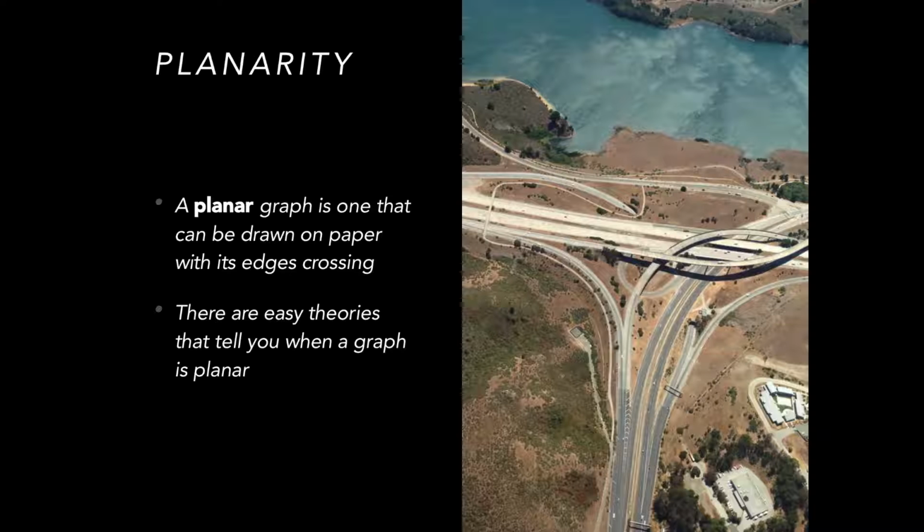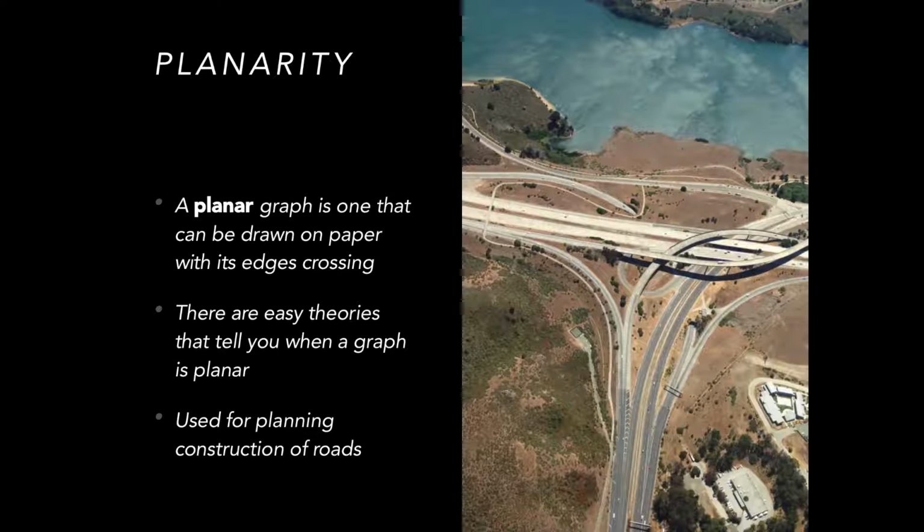So, certain aspects of graph theory that I want to talk about. Planarity. A planar graph is one that can be drawn on paper without any of its edges crossing. There are easy theories that tell you when a graph is planar, and we can work out very quickly by looking at a graph, is this planar or not? Can we draw it without the edges crossing?